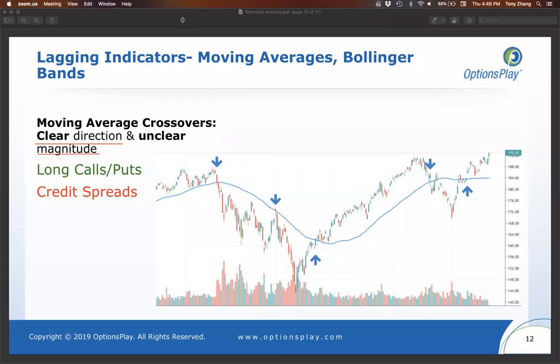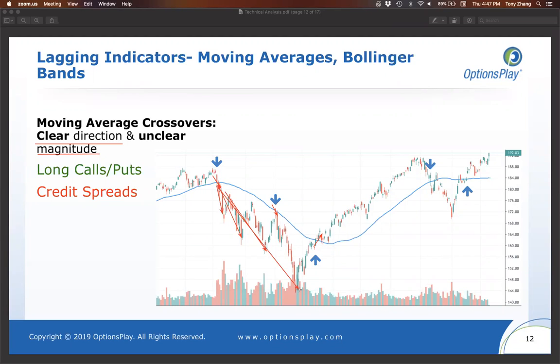And what I mean by that is when a stock breaks below its moving average, usually that's considered a bearish condition. And when a stock moves above its moving average, it's considered bullish. However, when a stock moves below its moving average, there's nothing in that crossover itself that tells you whether the stock is going to move a couple of points in your favor, 5 points, 10 points, 100 points in your favor. There's nothing in that moving average crossover that gives you a clear sense for magnitude.